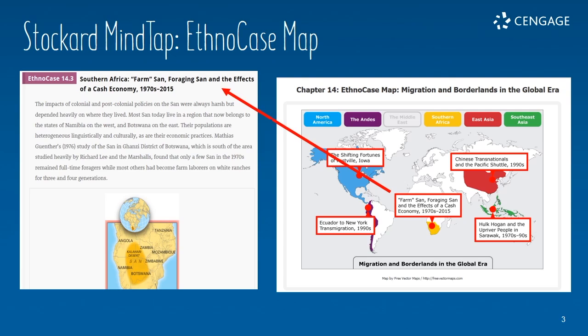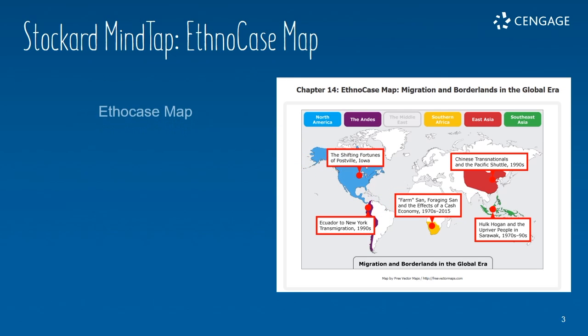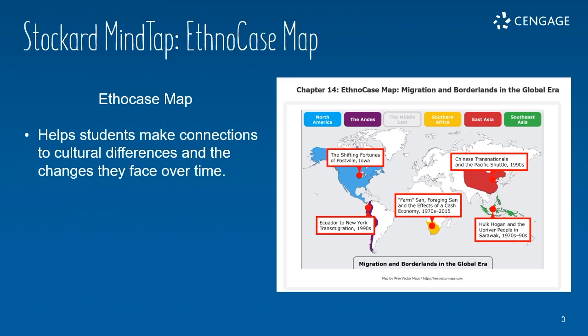If we look at this example here, we look at Southern Africa, and on the map you can see it's listed. It gives the students an idea of what they're going to be reading about, and that's going to tie to the reading in the e-reader. The students are going to go in and read the ethnocase and have an idea about that particular region. The ethnocases are great for students to help them make connections to these 6 key regions that Stockard has outlined. It's going to help the students really make connections to the cultural differences and the changes over time.